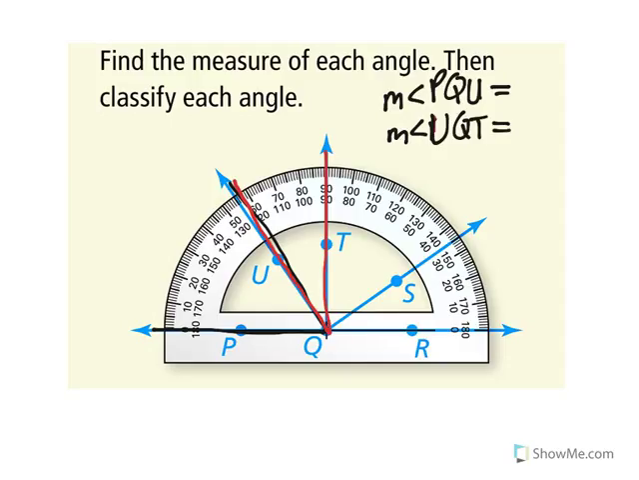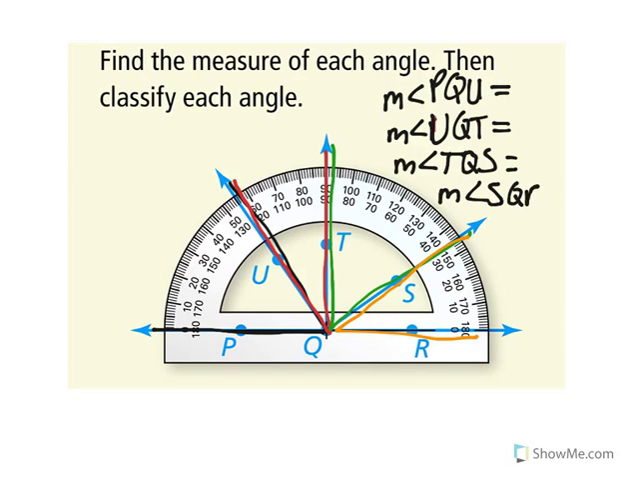Go to my next angle, TQS. Notice they're all going to have the same letter in the middle. They're all going to have Q, because that Q is the same vertex for all of these. So TQS. We can also have the next one, SQR, the measure of angle SQR.